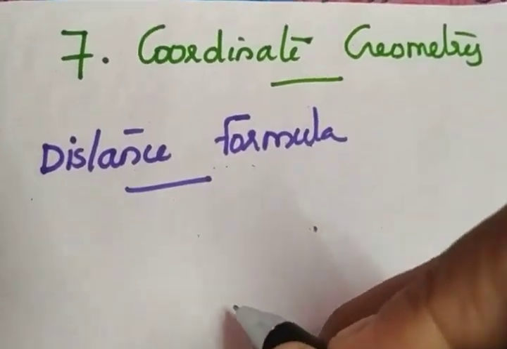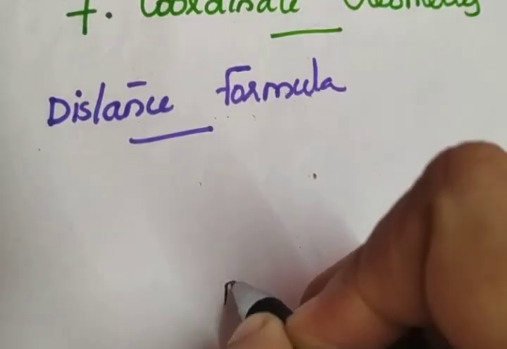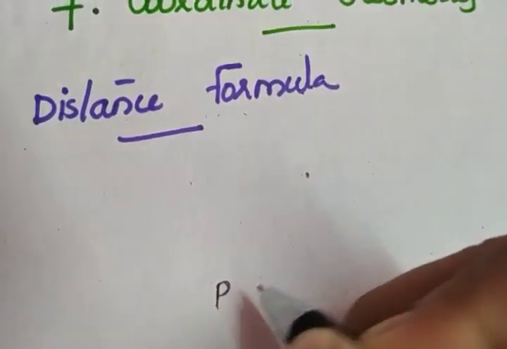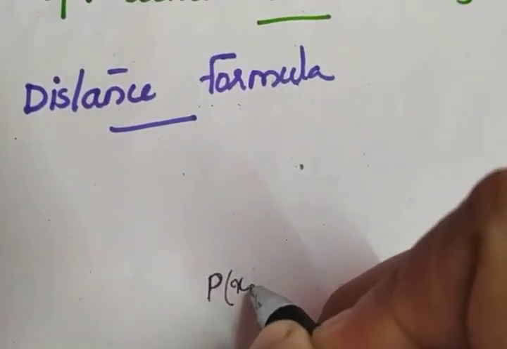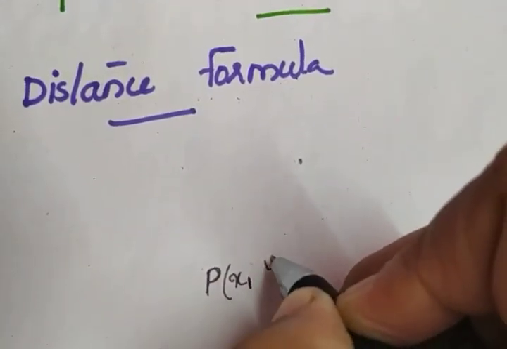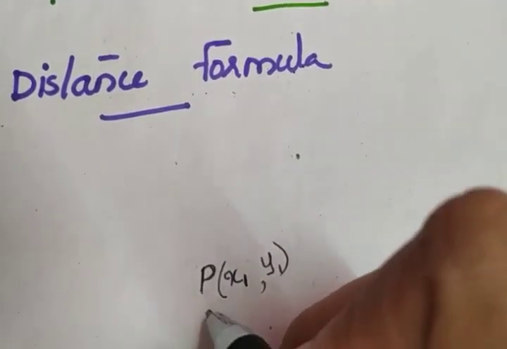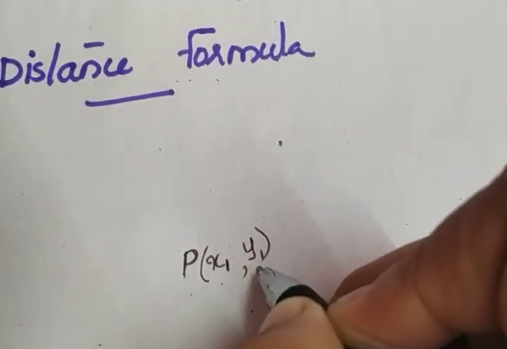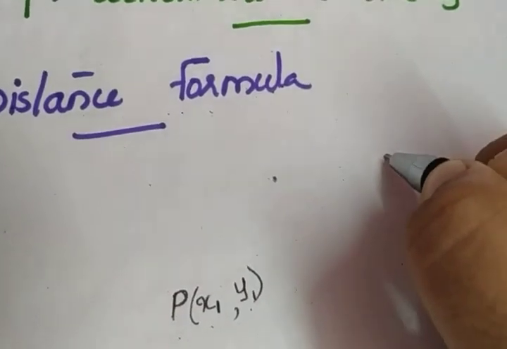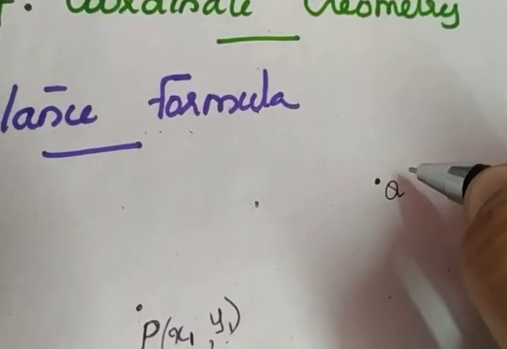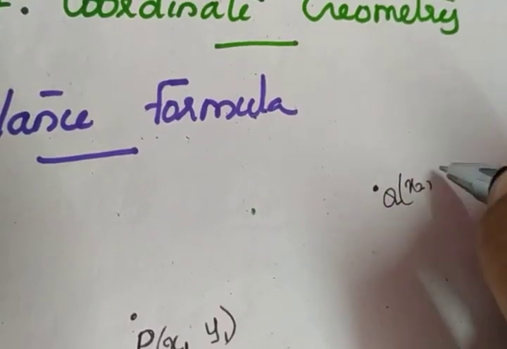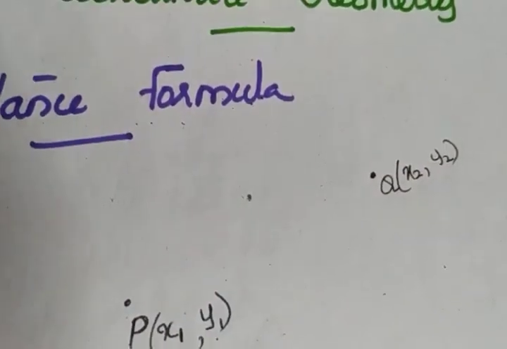Before going to the formula, suppose I am taking a point P. A point, if it is in a 2D plane, has 2 coordinates, an x coordinate and a y coordinate. I am taking the x coordinate as x1 and the y coordinate as y1. So P is a point whose x coordinate is x1 and y coordinate is y1. Again I am taking another point Q. It also has 2 coordinates. Let the x coordinate be x2 and the y coordinate be y2.